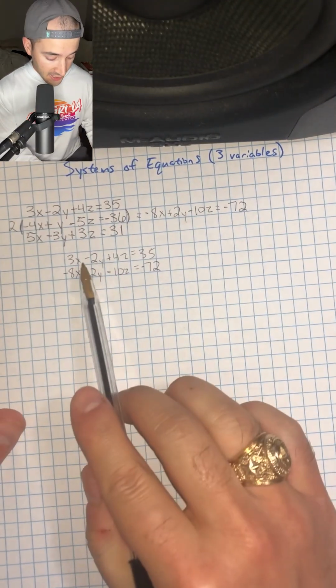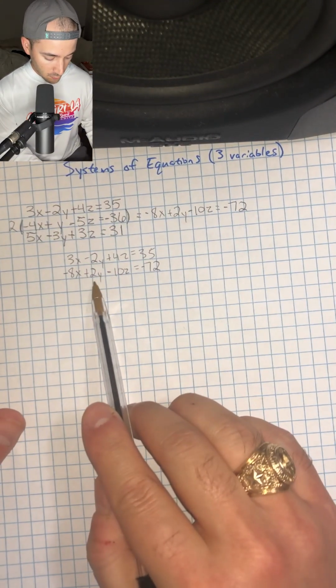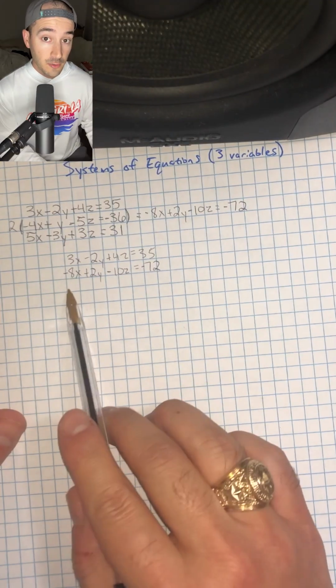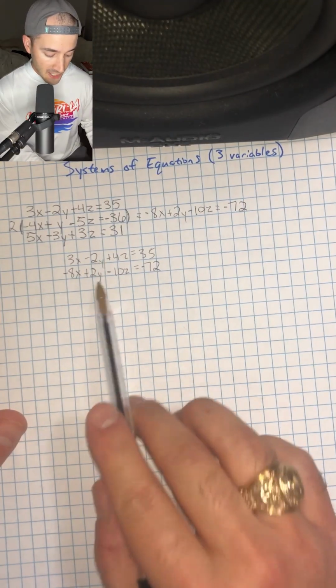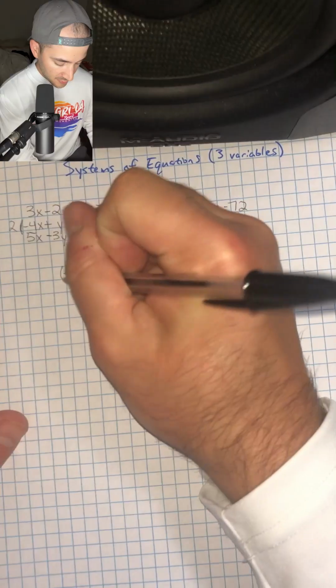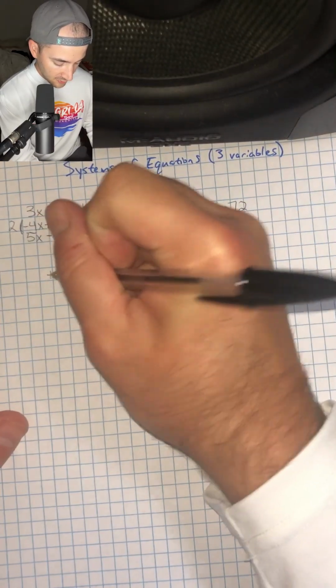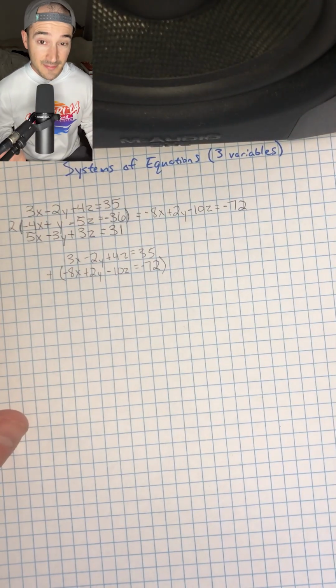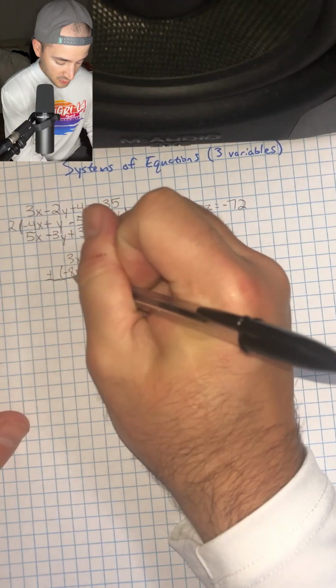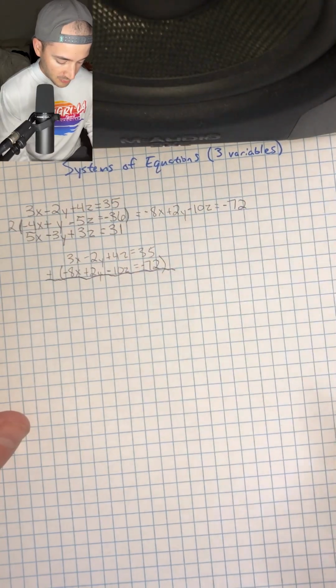So because we have a negative 2y and a positive 2y, we can add both of these equations to cancel out our y variable, okay? So I'm going to put parentheses around this one just so that we don't get any signs mixed up. And we're just going to treat it like an addition problem, okay?